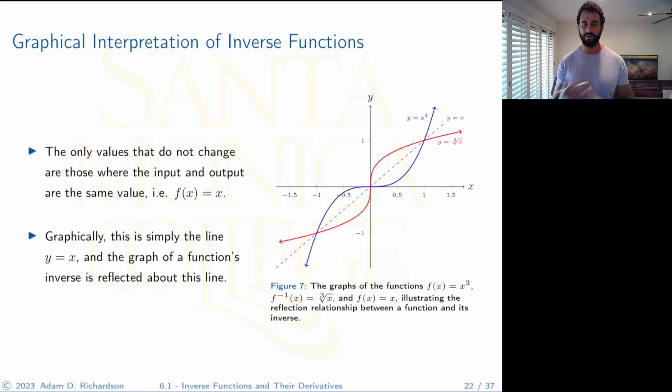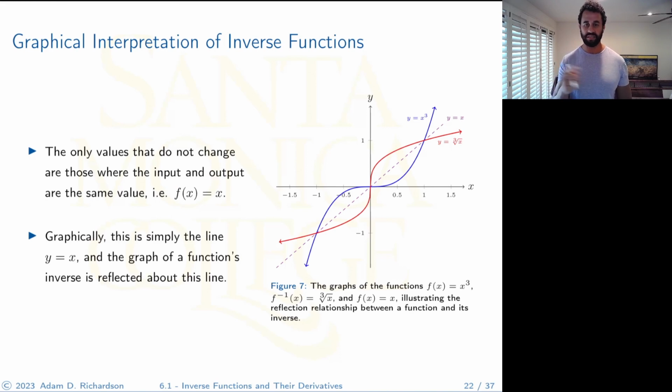All the inputs and the outputs are switched. And so what you get is this geometric reflection. The only values that don't change are the ones where the input and the output are the same. What does it mean for the input of a function to be the same as the output? It means x is equal to f of x, right? This equation is saying the input is the same as the output.